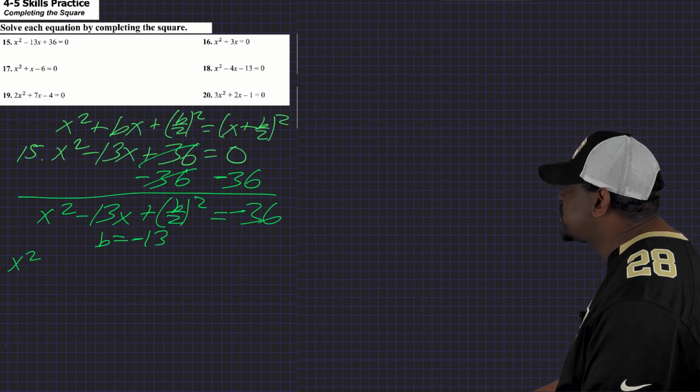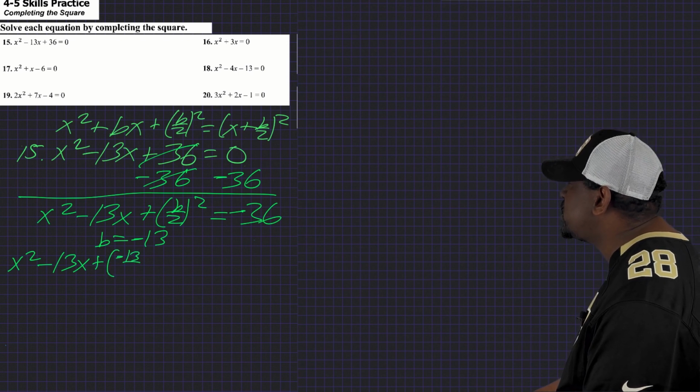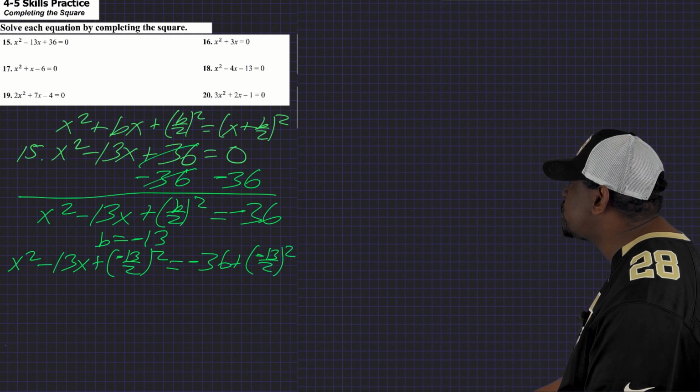So since b is negative 13, we'll substitute that in for b. And we have negative 13 over 2 squared. So we have to write the same thing on the right side to keep it equal. So we put negative 13 over 2 squared on the right side.